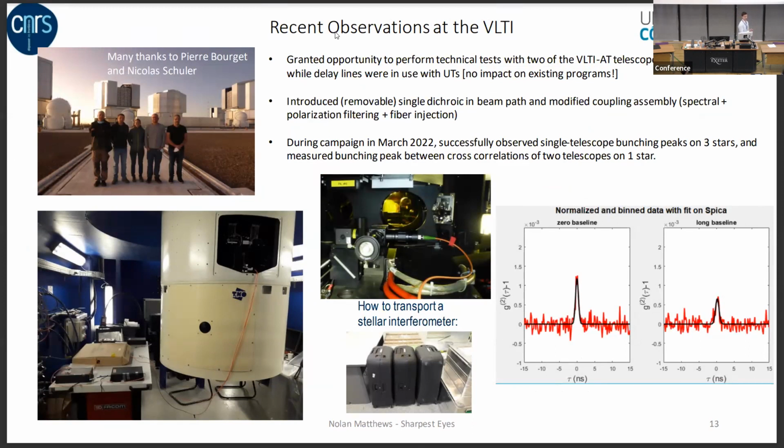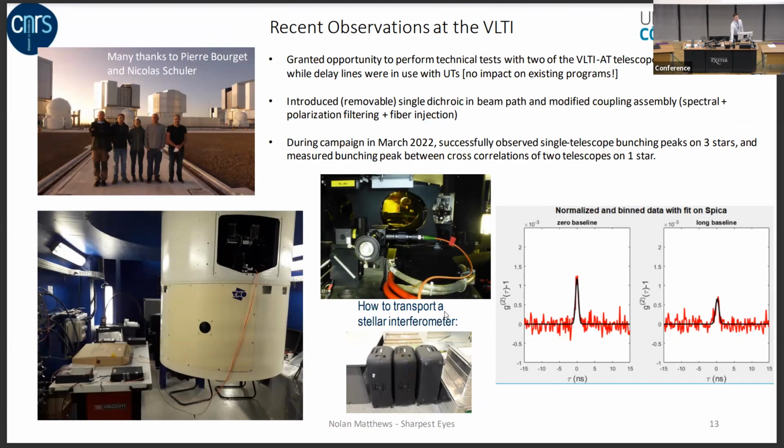To do this, we introduced a removable dichroic in the beam path just before the NAOMI adaptive optics system and a modified coupling assembly, which you can see in the center there. And during this campaign, just last month, we observed a single telescope bunching peaks on 3 stars and then measured the cross correlation between 2 telescopes on 1 star, as just shown on the right. So big thanks to Peter Bourget and Nicolas Schuler, who were essential in helping us install our equipment. You can see, as I said, a picture of the coupling assembly here. I believe it's called the Ross right here, which is sending the signal through the optical fibers to the detectors.